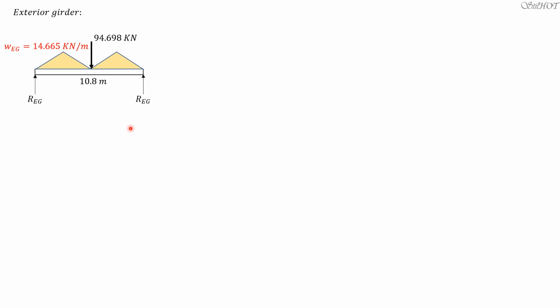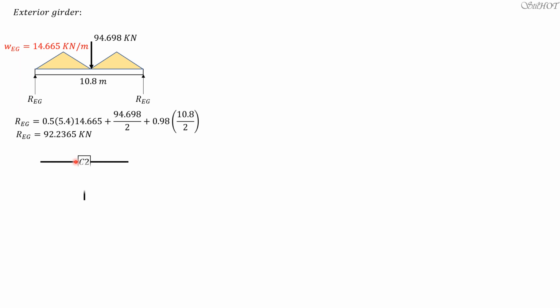Then the reaction at the end of the exterior girder is equal to the area of the triangle, which is 0.5 times, this is 5.4, half of 10.8, times 14.665 plus half of 94.698, then half of the weight of the beam, which is our girder rather, which is 0.98 times 10.8 over 2. So REG is 92.2365 kilonewtons. We can now analyze the total force in column 2.